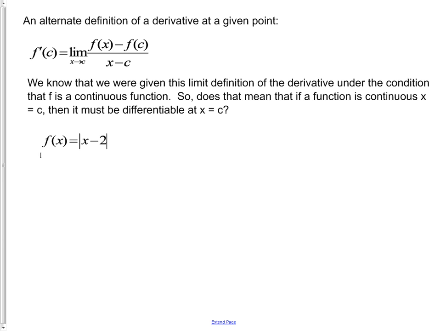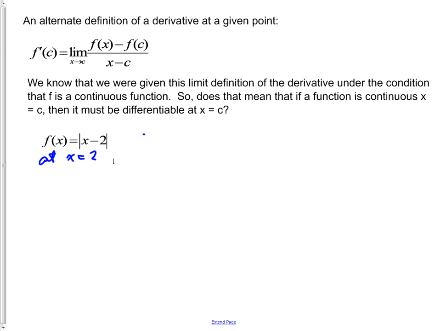This function right here, f of x is equal to the absolute value of x minus 2. And let's discuss the continuity at the point x equals 2. We might ask, okay, is it differentiable at x equals 2? Well, in order to be differentiable at x equals 2, that means that this limit would have to exist. All right, so what could we say?